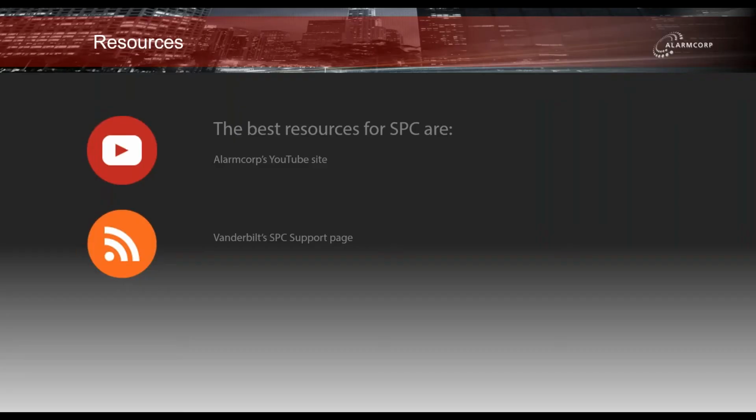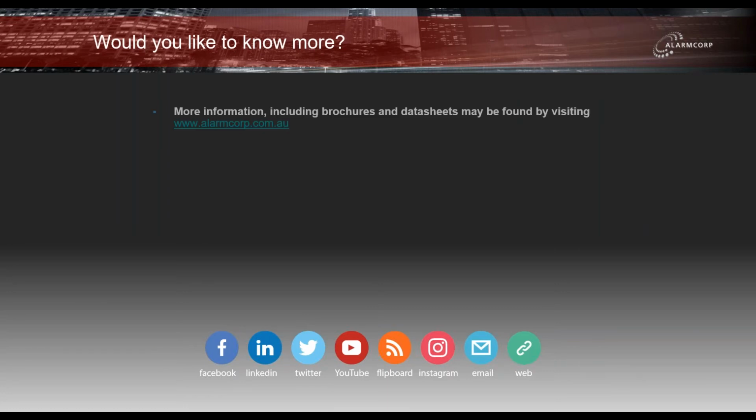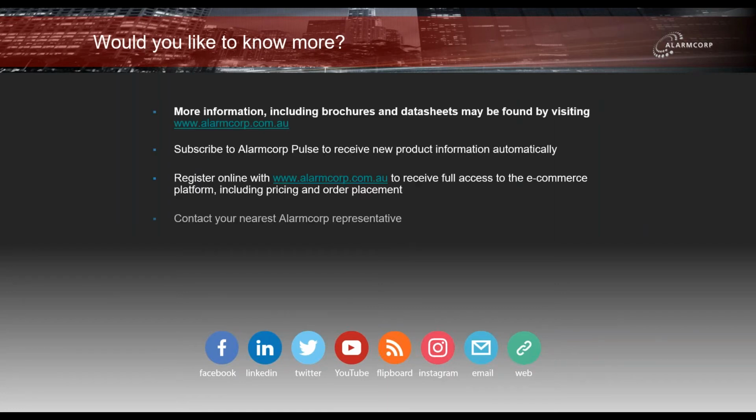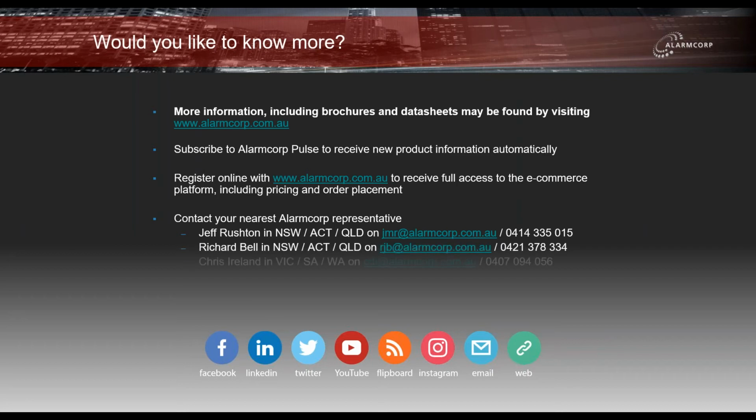If you don't like either of those two options, then talk to us. So you can go to our webpage, alarmcorp.com.au. From there, you can subscribe to our Alarm Corp Pulse newsletter. If you did register your details online for an online account, you then can see pricing, place orders, as well as see all of the technical information for all of our products. Without logging on, you'll only get sales information, so data sheets and brochures, but signing on, you'll get install manuals, operating manuals, software, everything else that goes with the panels.